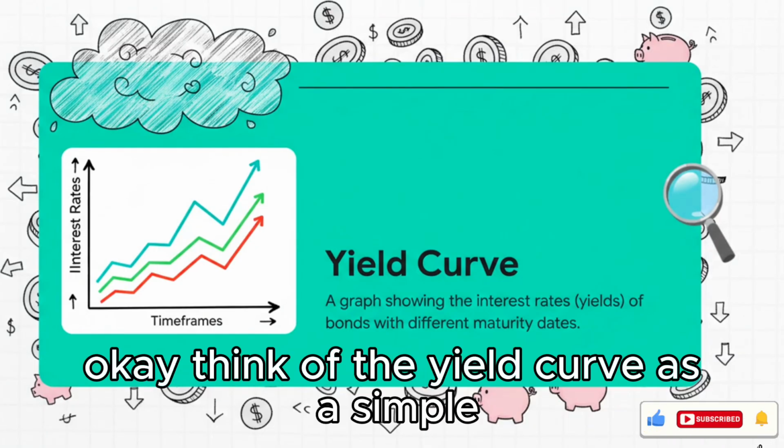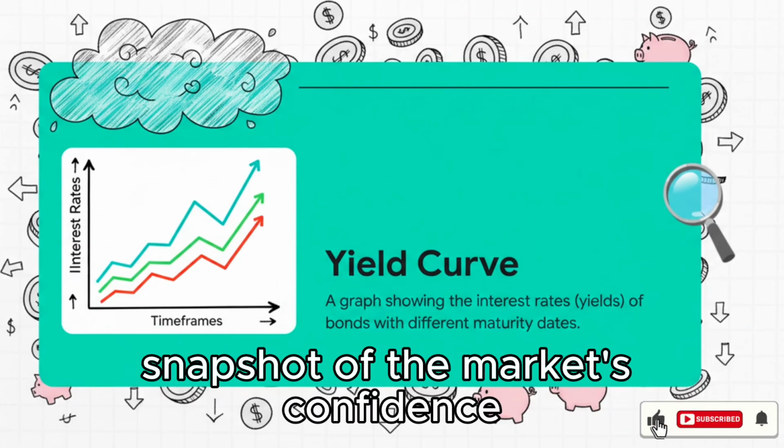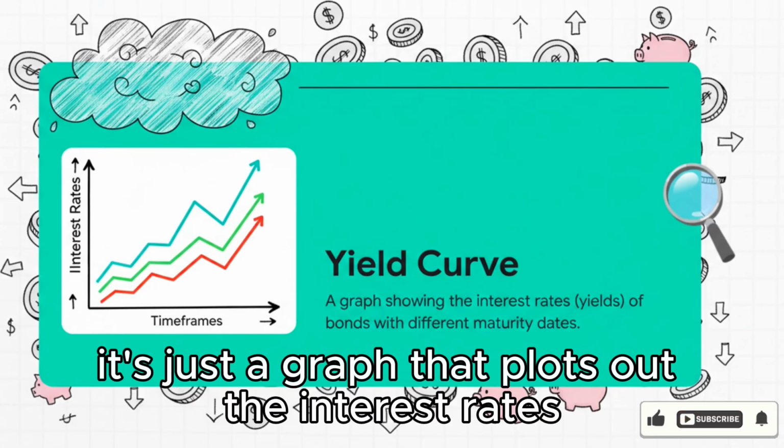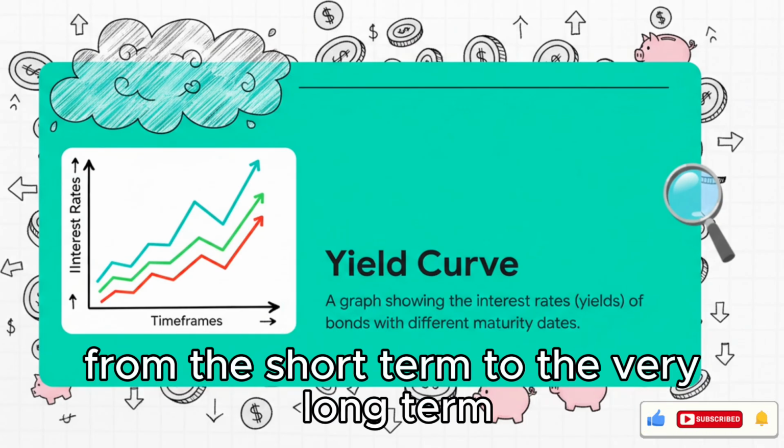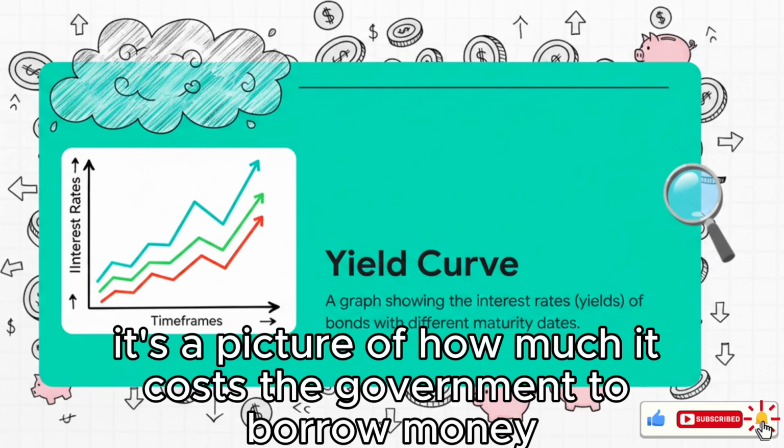Okay, think of the yield curve as a simple snapshot of the market's confidence. It's just a graph that plots out the interest rates, the yields, on government bonds over different periods of time, from the short term to the very long term. Basically, it's a picture of how much it costs the government to borrow money.